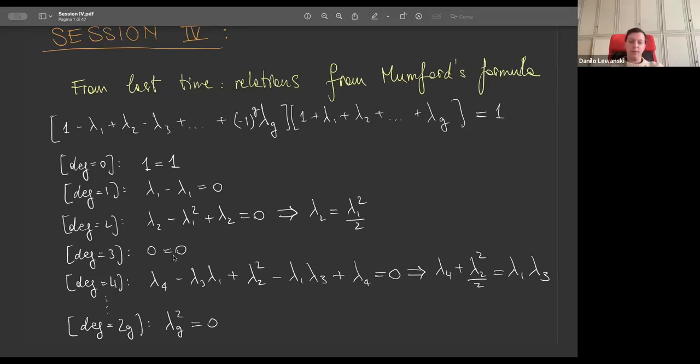And you can imagine that this would work in general. For odd degrees, you get nothing. But for even degree, you get relations which involve a larger and larger number of lambda classes, but always quadratic terms. So from this relation, you get that lambda 4 plus lambda 2 squared divided by 2 is equal to lambda 1 times lambda 3. And then you can keep going.